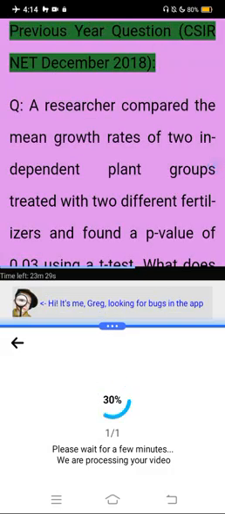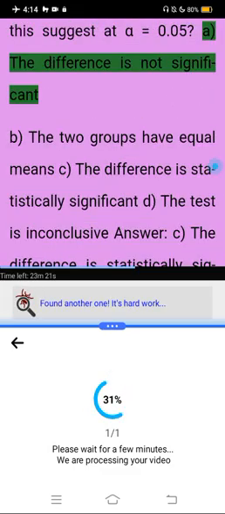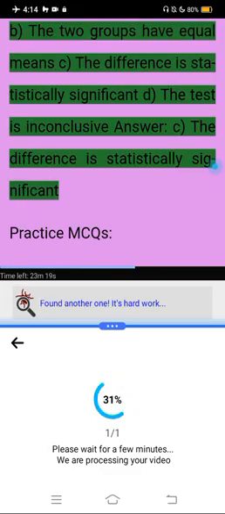Previous year question, CSIR NET December 2018. Q. A researcher compared the mean growth rates of two independent plant groups treated with two different fertilizers and found a p-value of 0.03 using a t-test. What does this suggest at alpha equals 0.05? A. The difference is not significant. B. The two groups have equal mean. C. The difference is statistically significant. D. The test is inconclusive. Answer: C. The difference is statistically significant.